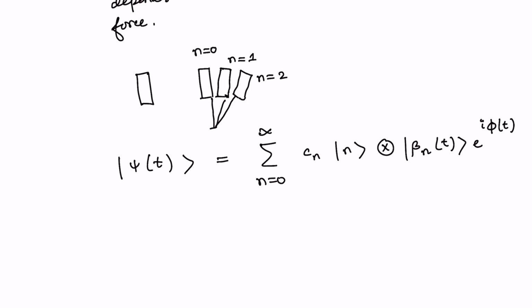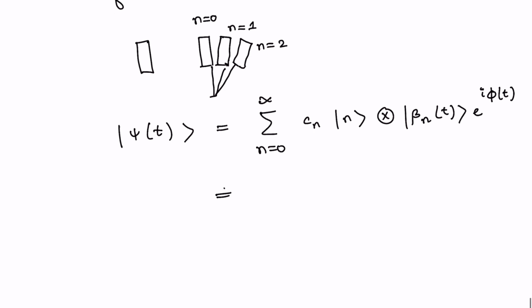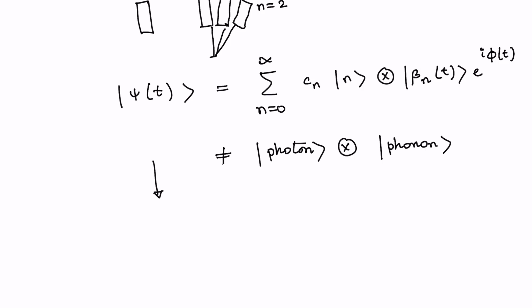Now, in no way can you write the overall state as a product state of the photon and the phonon state. You cannot write it as a product state of photon state and phonon state, because the phonon state is explicitly related to the photon numbers or the photon state. So this implies that psi of t is an entangled state. So this is basically the basic idea behind optomechanical entanglement.